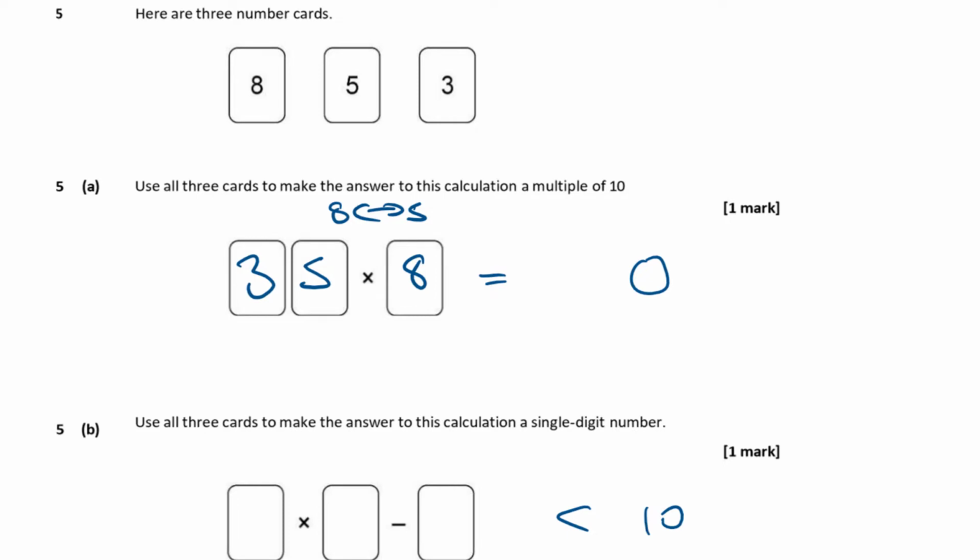so we can take a number away and get it less than 10. I think we're going to have to take the bigger one away from the smaller 2 multiplied together. Does that work? So 5 times 3 is 15. Take away the 8. Yep, that seems to work. I don't think any other combination will work. 3 8s are 24. If I take away the 5, I'm going to get 19, so that's going to be too big. Yeah, I think that's the only answer. Good job. Right, let's move on.